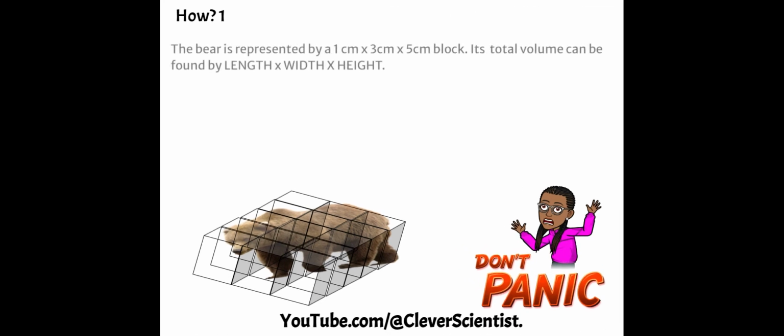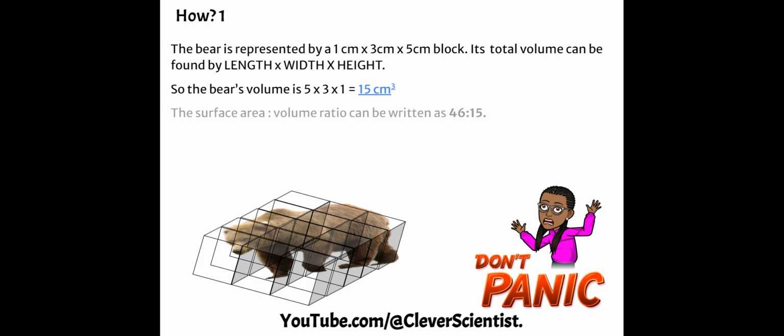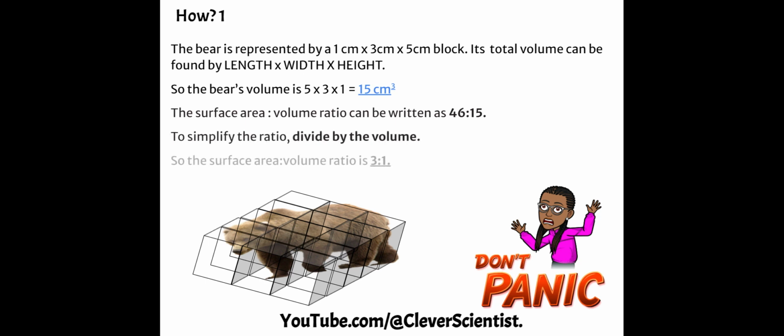Next, we need to find the volume. The total volume can be found by multiplying the length by the width by the height. So the bear's volume is 5 multiplied by 3 multiplied by 1, which gives us 15 centimetres cubed, because it's volume. The surface area to volume ratio can be written as 46 to 15. We're going to simplify the ratio, and we do that by dividing by the volume. So when we do that, we work out that the bear's surface area to volume ratio is 3 to 1.